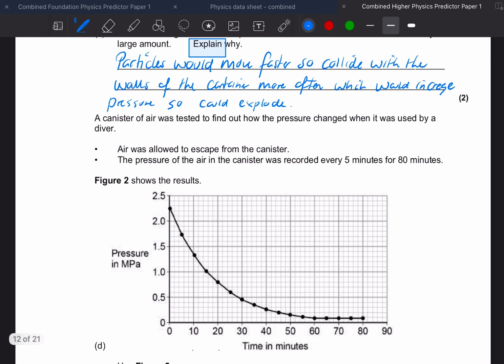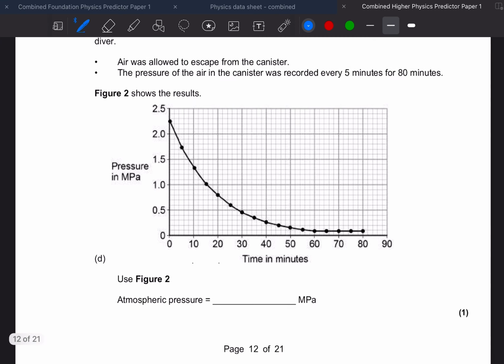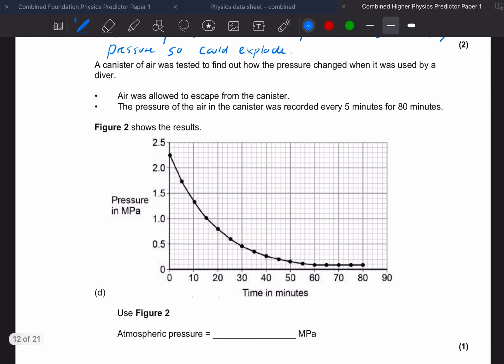A canister of air was tested to find out how the pressure changed when it was used by a diver. The air was allowed to escape from the canister, and the pressure of the air in the canister was recorded every 5 minutes for 80 minutes. What is atmospheric pressure? Well, if it was allowed to escape, eventually you'll get to a point where the pressure outside is equal to the pressure inside. And we see here, we've got this sort of flatlining area. So what we need to do is get our ruler and find that flat line and join that up better than I just did. We can try that again. Easier with a ruler rather than the tool I'm using. So that's better. So that will give us a straight line.